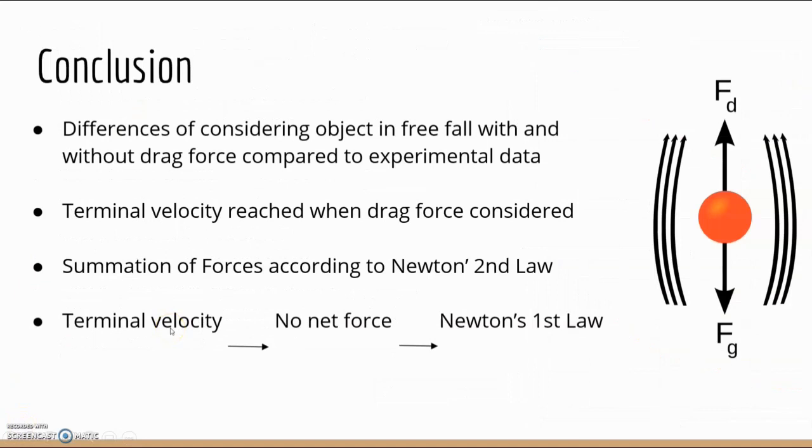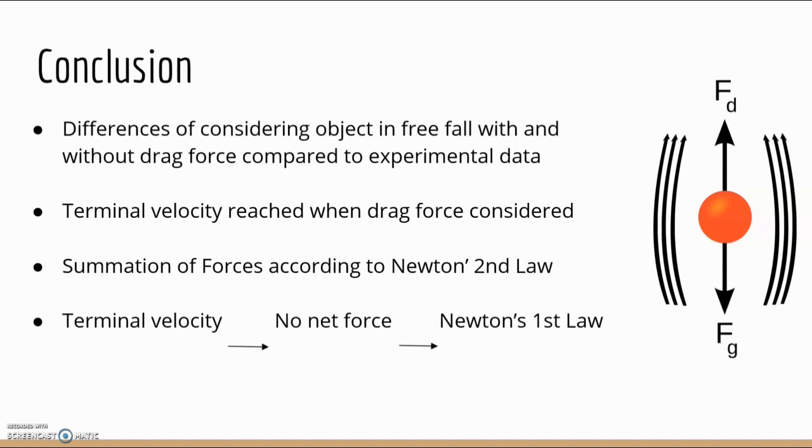In conclusion, this lab looked at the differences in final position and final velocity of an object in free fall, with and without drag force considered. The terminal velocity is reached when drag force is involved. When terminal velocity is reached, the summation of forces is balanced.